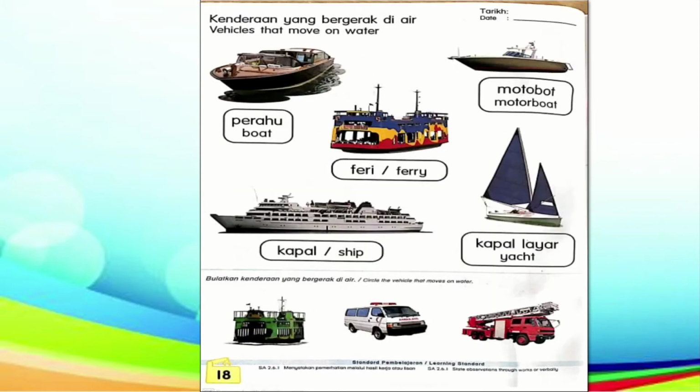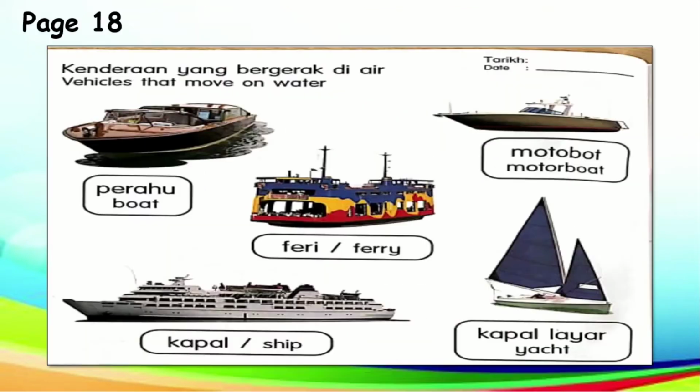Now let's turn to page number 18. Vehicles that move on water. Just now we saw vehicles that move on land. And now we have vehicles that move on water. The first one, boat. Motorboat. So we can see that boat is a bit slower than motorboat. Motorboat is very fast. And the next one, ferry.